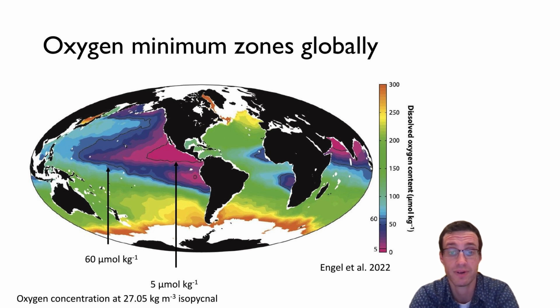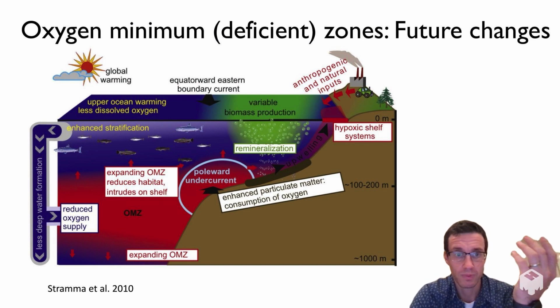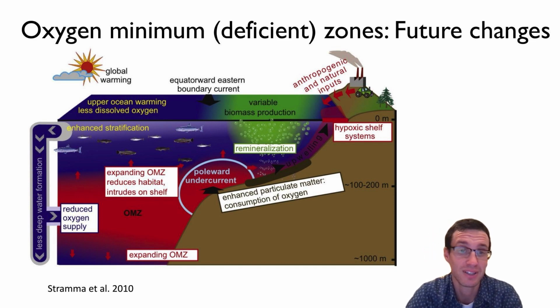So we call these oxygen minimum zones. They're also called oxygen deficient zones because technically there are oxygen minima everywhere in the ocean. So oxygen deficient implies that there's actually not enough oxygen for things to live and grow and thrive. And one thing that's happening is that these zones seem to be expanding. And there's a few reasons for that.